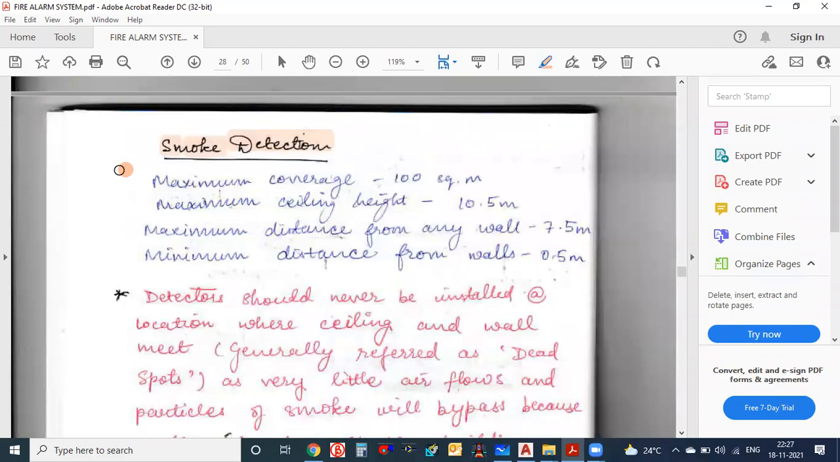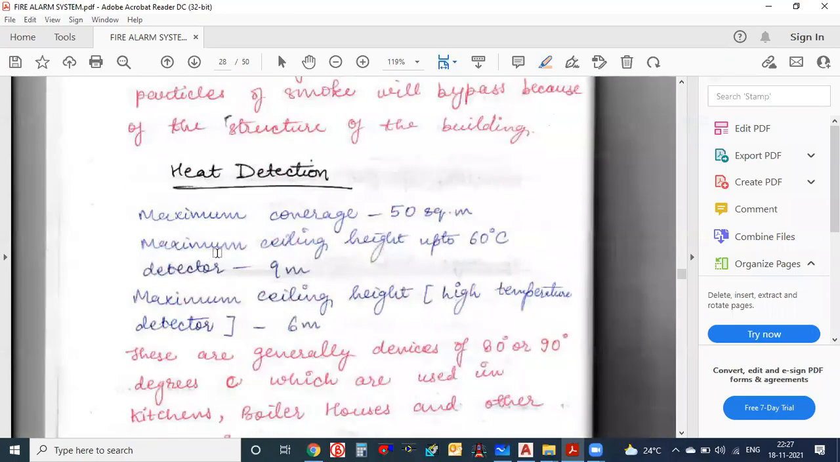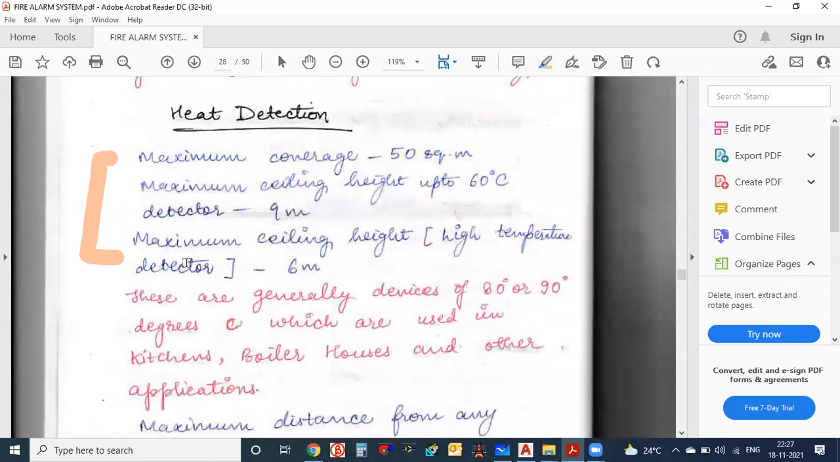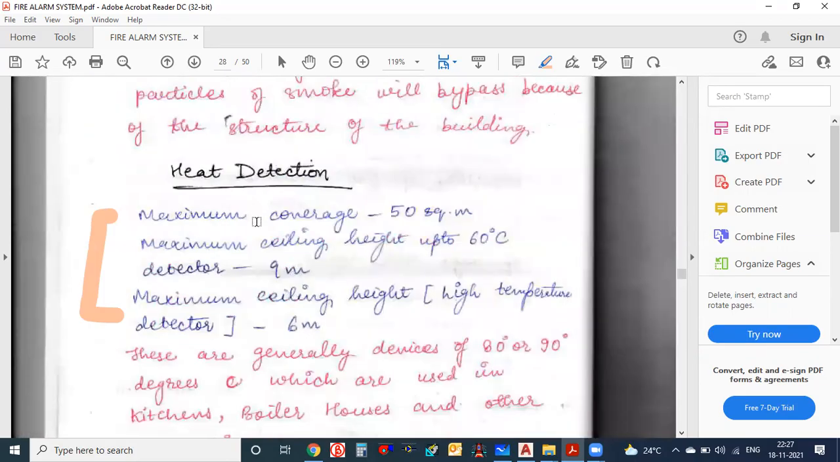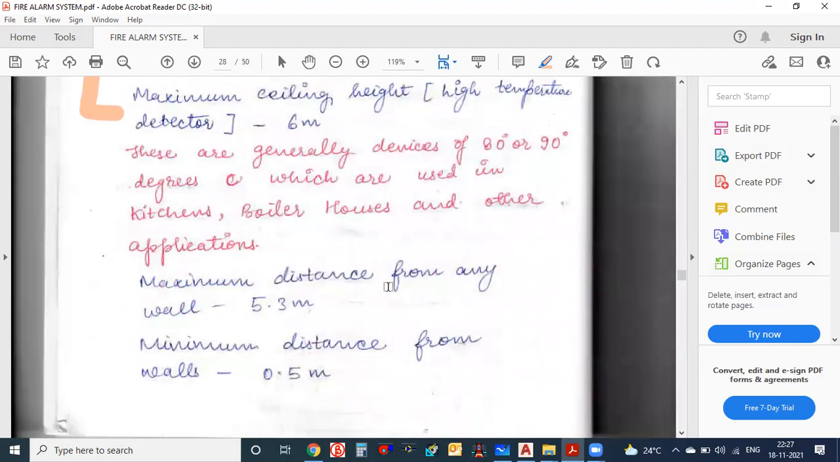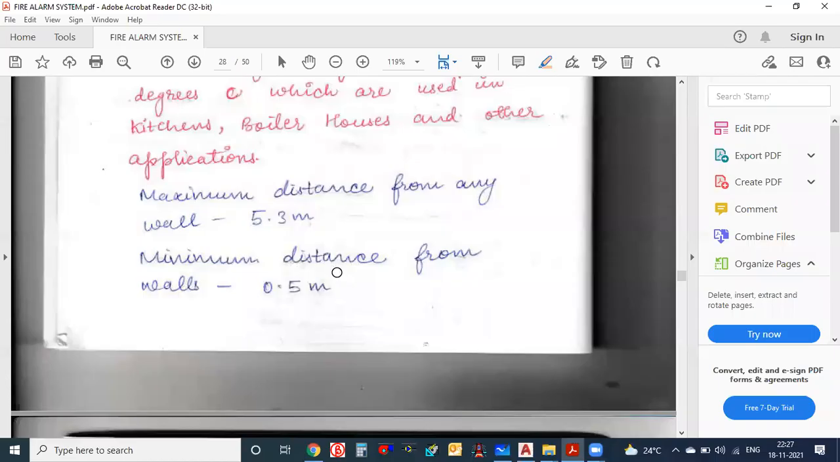This is the spacing for the smoke detectors. In the same way, this is the spacing for the heat detectors. And here also some highlight points are given. These are generally devices of 80 which are used in kitchens, boiler houses and other appliances. Some things are given: maximum coverage, ceiling height, maximum distance from any wall, minimum distance from any wall.